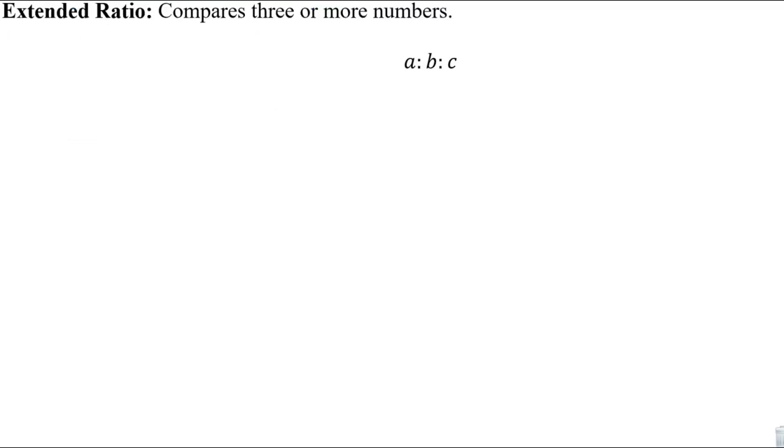The next thing we're going to talk about is the idea of an extended ratio. That's just something that compares 3 or more numbers. And we could write it as A to B to C. And really what it does is it just sums up the ratio of A to B, B to C, and A to C, kind of all in one expression.